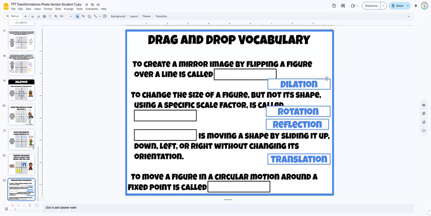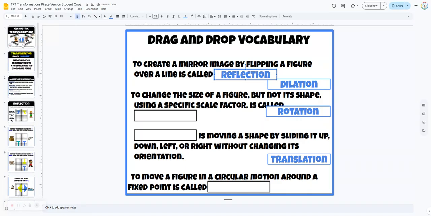Now when they get down to slide 23, the very last slide, they've got all of these terms. They're going to place them in the correct place in the sentence frames. So they can refer back to slide 3 if they need to. So to create a mirror image by flipping a figure over a line is called reflection, I'm just going to click and hold on the edge of reflection, move it into place. And they're going to do that with the other three terms.